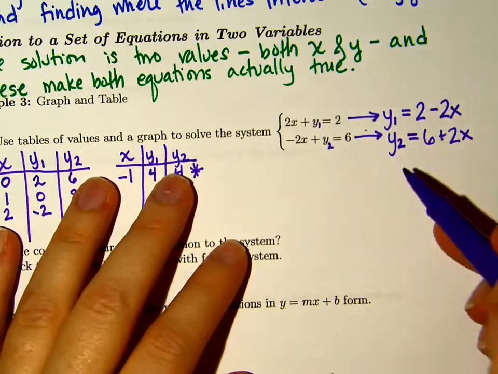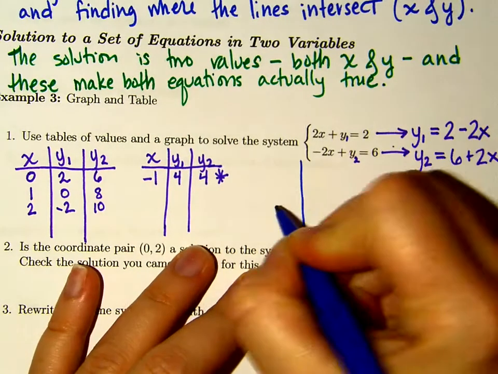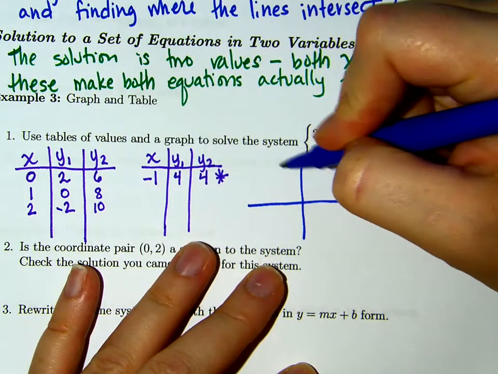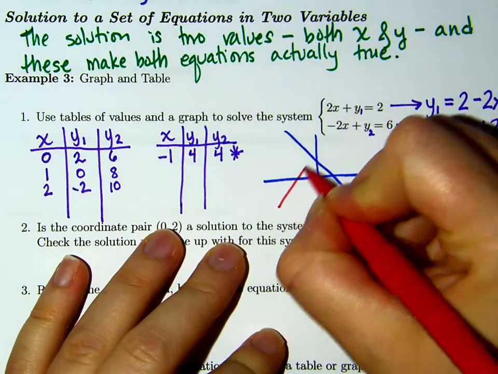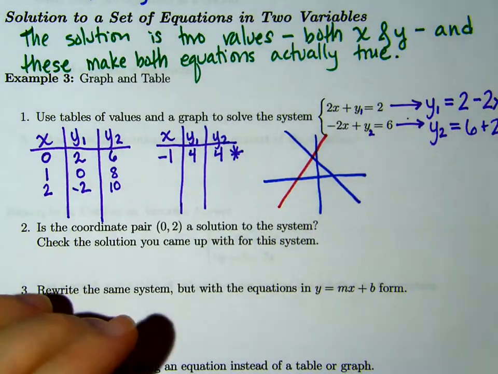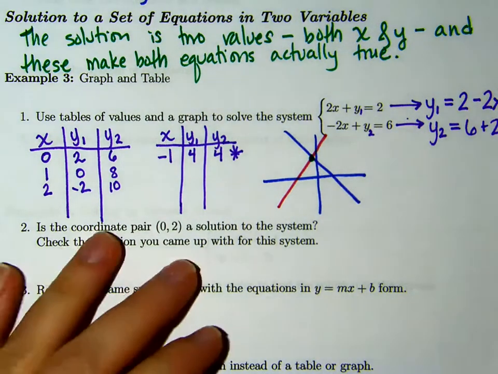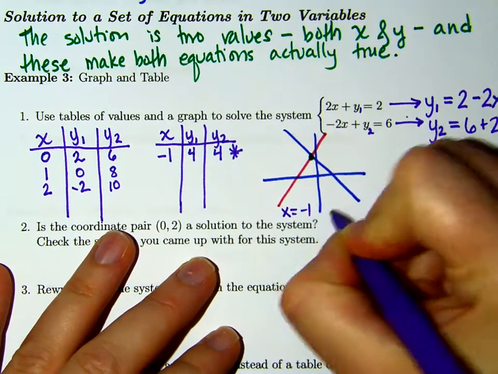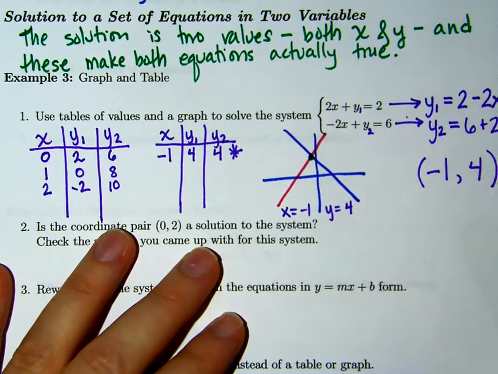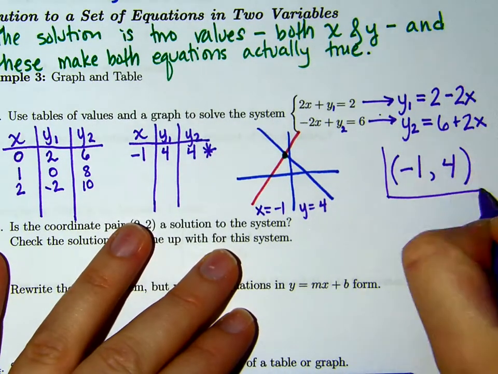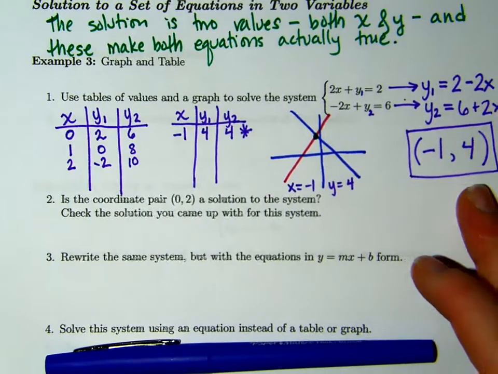Okay, so we graphed both of these equations, and we got a picture that looked like this. This one looked like this, and the red one looked like that, and they met right about there. And that was when x equals -1, y equals 4. So we get the solution -1, 4. Got it. Yay!